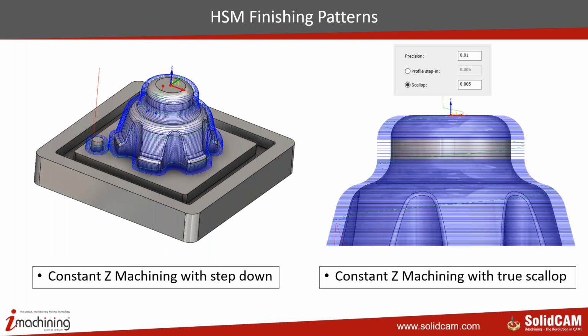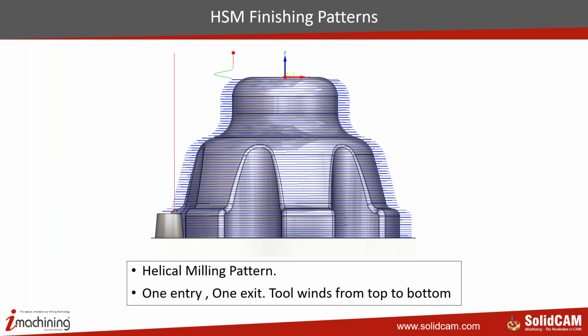Apart from the constant Z, we also can apply what we call a helical pattern, where you have just one entry and one exit, and the tool will wind around the part as if there's a spring around the part, and it'll just keep going around the part completely till it finishes the part. No retraction between till it completely finishes the part. So this is the helical finishing pattern that we have inside our generic machining.